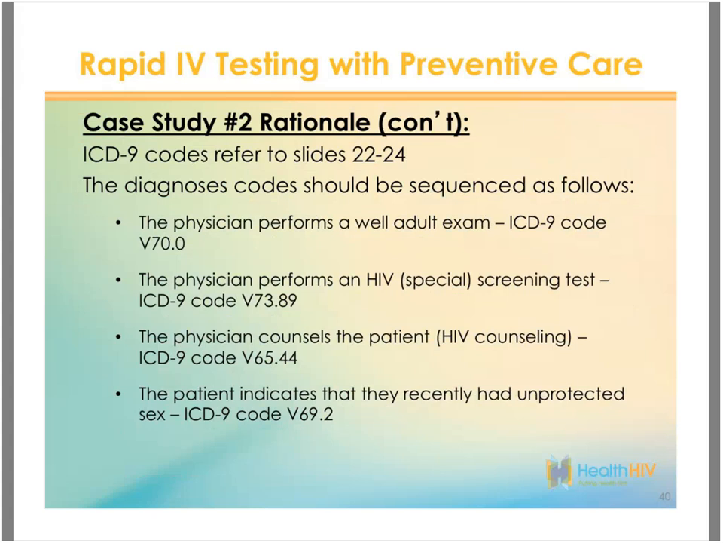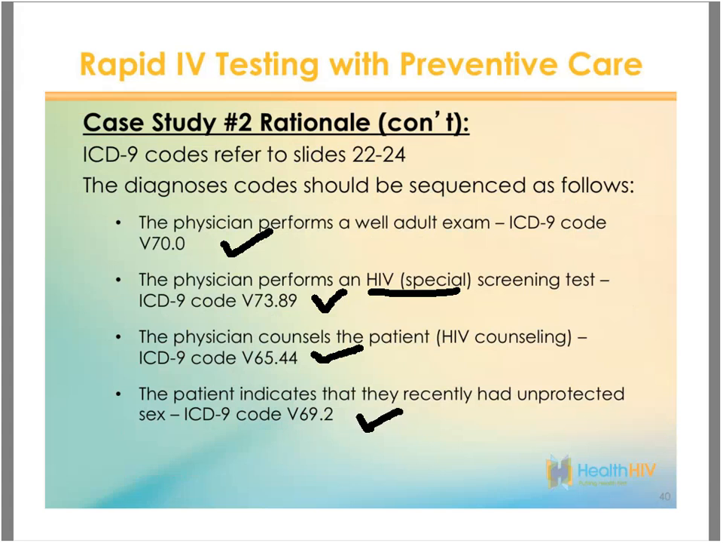So you have your diagnosis codes. This is a well-visit encounter, so V70.0 is the principal diagnosis. The physician did a screening, an HIV screening test, V73.89. Counseling was done during that encounter, V65.44. The diagnosis of high risk or unprotected sex, V69.2.